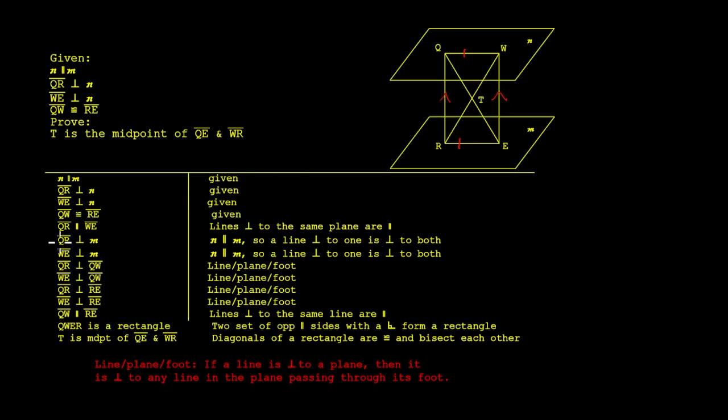So next, QR is perpendicular to M and WE is perpendicular to M. Same reason. N is parallel to M, so a line perpendicular to one is perpendicular to both. So if these lines are perpendicular to N and N is parallel to M, they must be perpendicular to M.